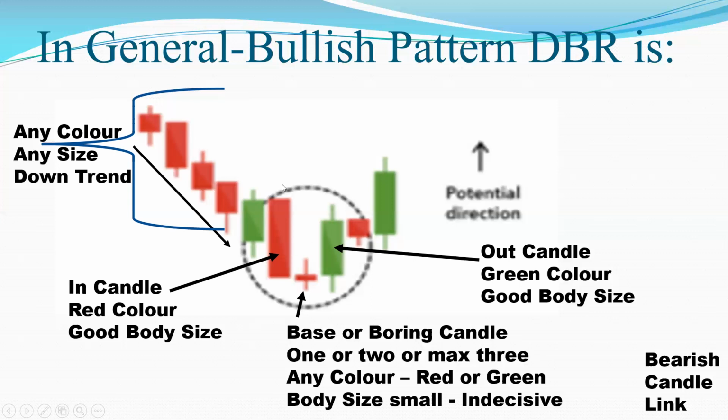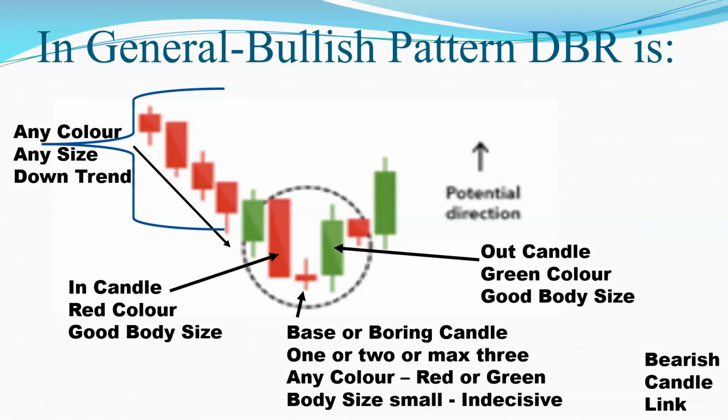Then I am looking at this part. These three candles, 1, 2, and 3. The first one I'm looking at is the large red candle. This can be a little small also, चलेगा. लेकिन उसके बाद वाला, I should see base candles or boring candles. What is a base candle or a boring candle? The range से वो छोटा है, body is small by 50%.